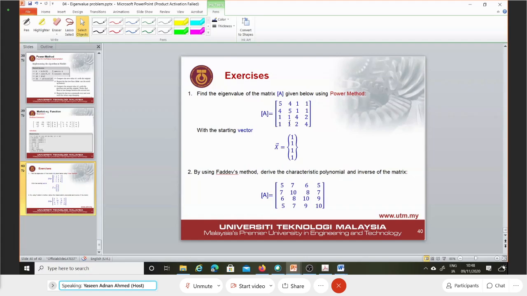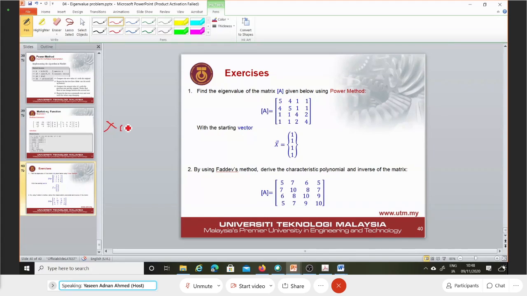If your A is here, X is here, so your X1 will be A, and then we have X. For example, this is X naught. So what will be the value? Can you tell me the vector? I open the chat box.